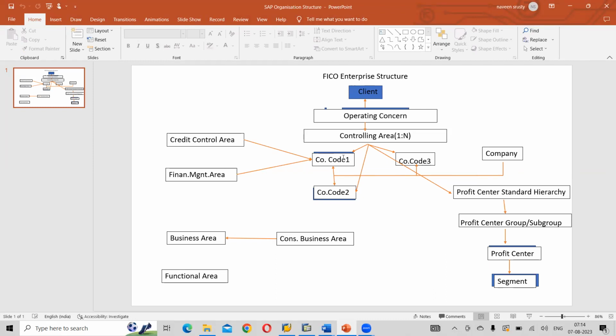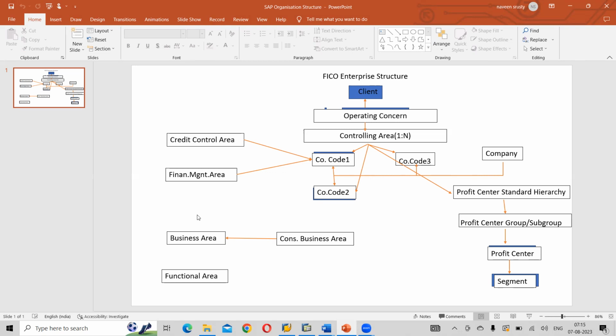And after that we came to the profit center standard hierarchy, why it has been moved from the CO module to the FI module. And what do you mean by profit center group and subgroups, profit center and segment. We discussed that segment is a new concept. Earlier we had business area. Till 2020, from when segment was introduced, majority of companies were not using business areas.